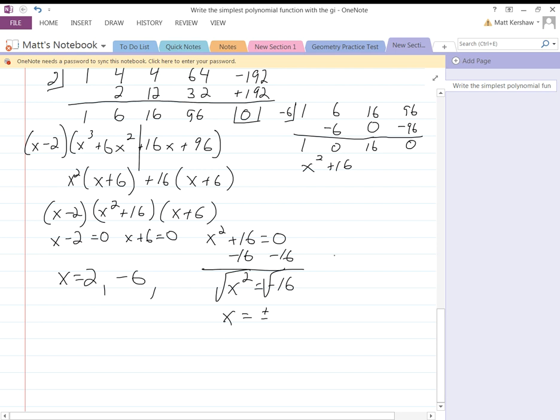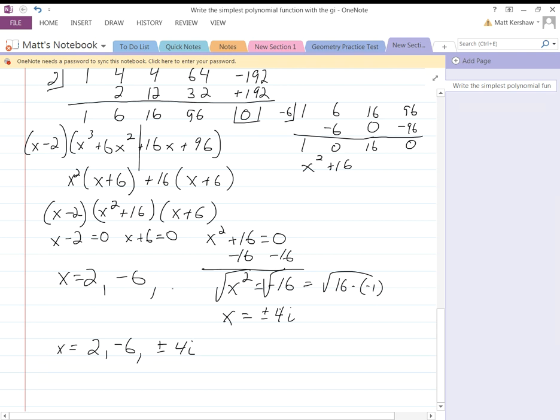So now look at the 16. What's the square root of 16? 4. So this breaks down to 16 times negative 1. And if you remember, the square root of negative 1 is i. So my answers are 2, negative 6, and plus or minus 4i. I have 1, 2, 3, 4 roots.